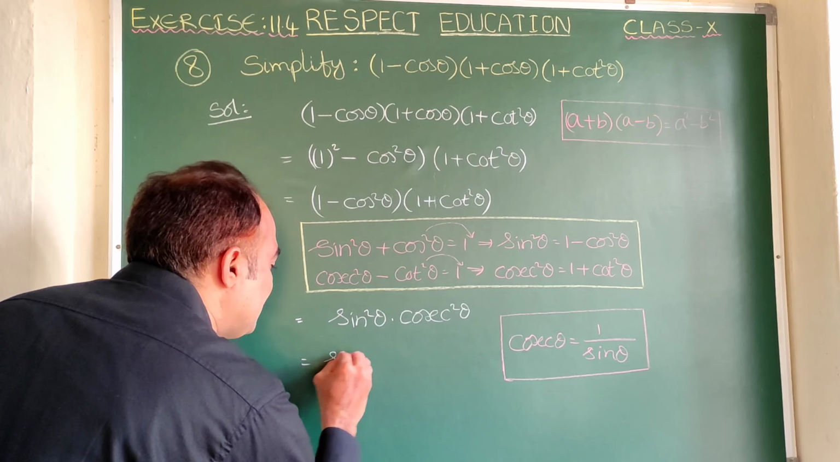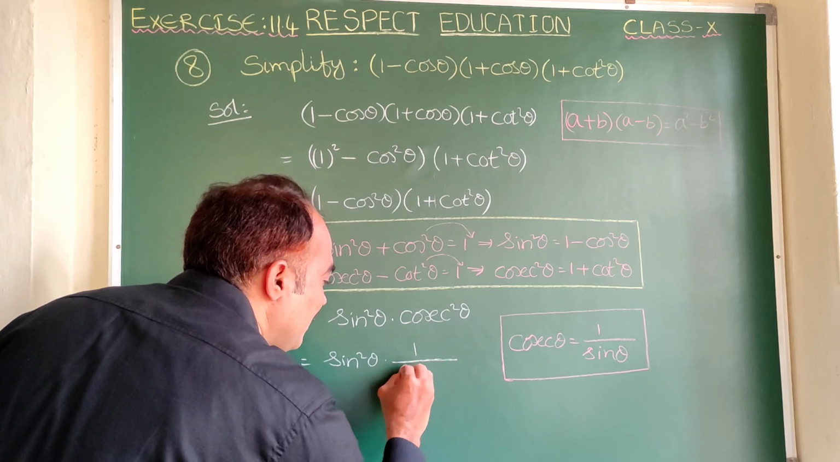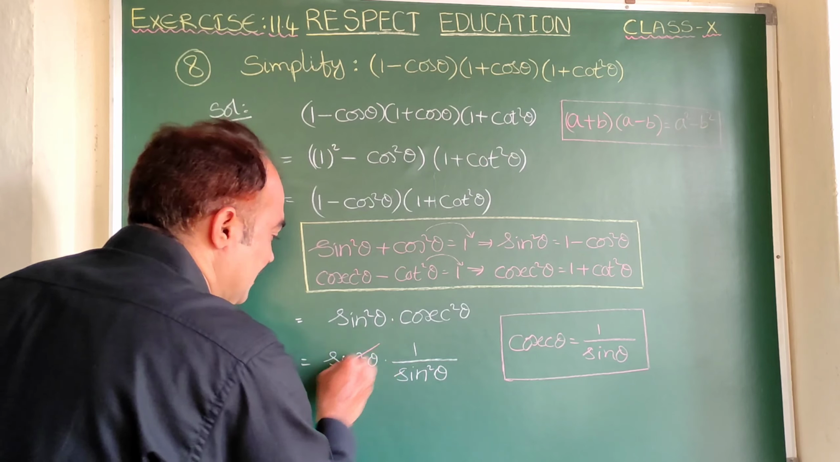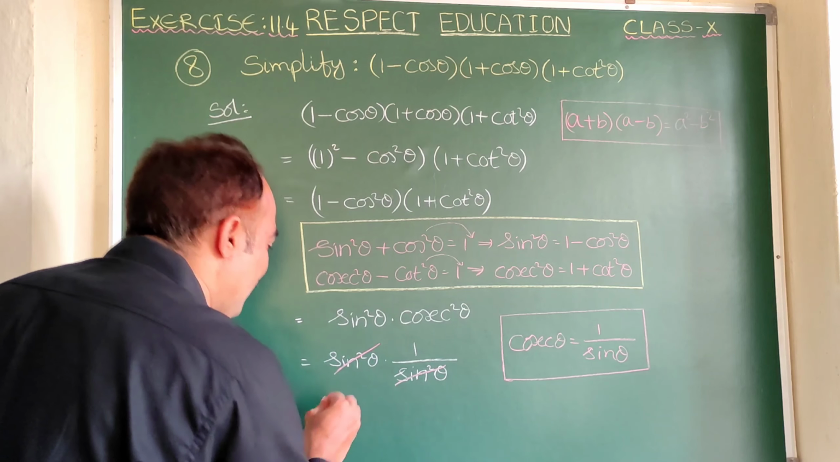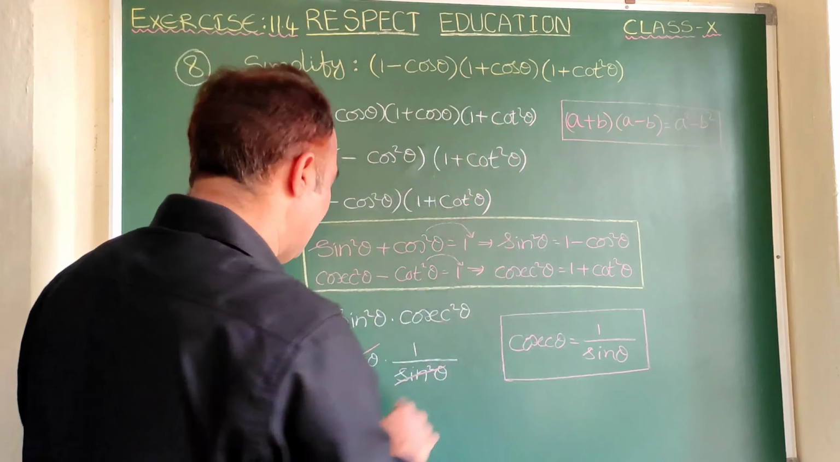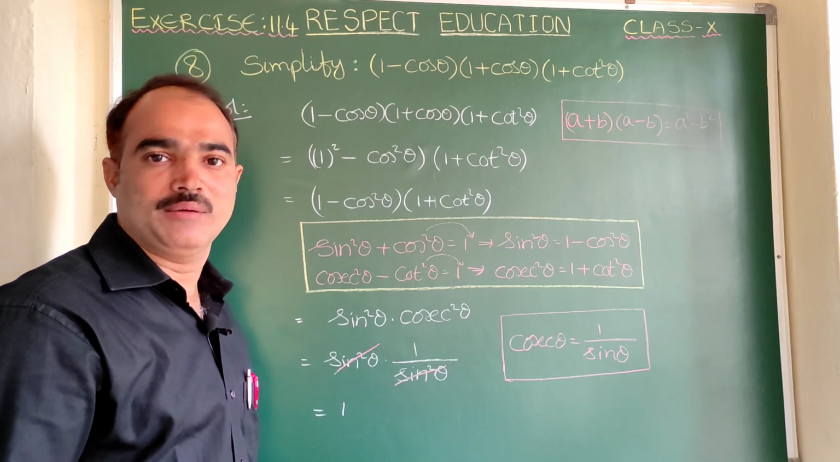So write this sin square theta as it is into cosecant square theta, which is 1 by sin square theta. Is there any cancellation? Yes, sin square theta, sin square theta get cancelled. Now the answer is 1. Therefore, on simplifying the given expression, we get the answer as 1. With this problem number 8 gets completed.